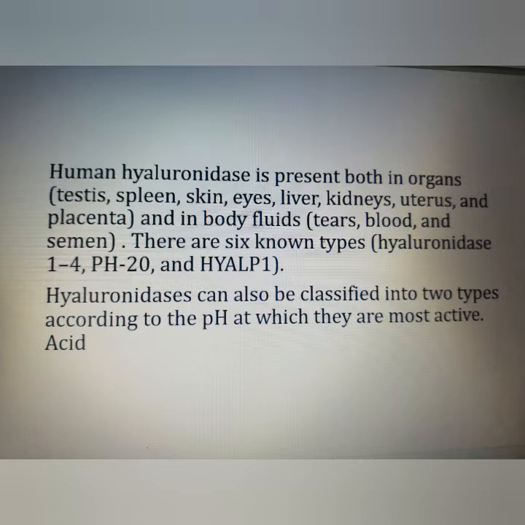The genes for HYAL1 are clustered in chromosome 3, while HYAL4 are clustered in chromosome 7. HYAL1 and HYAL2 are the major hyaluronidases in most tissues. These hyaluronidases can also be classified into two types according to the pH at which they are most active. Acidic active hyaluronidases are activated at pH 3 to 4. Neutral hyaluronidases, which include the hyaluronidase enzyme found in snake and bee venom, are activated at a pH of 5 to 8.